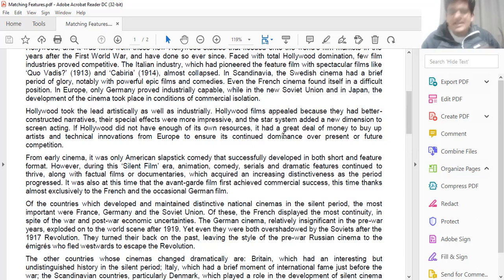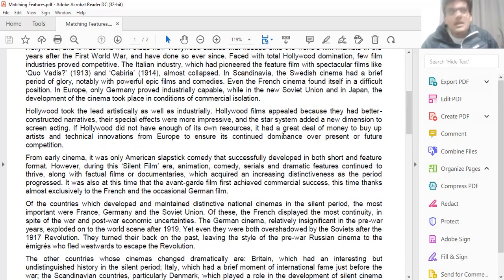Okay, so once again, it was also at this time that the avant-garde film first achieved commercial success, this time thanks almost exclusively to the French and the occasional German film. Of the countries which developed and maintained distinctive national cinemas in the silent period, the most important were France, Germany, and the Soviet Union. Of these, the French displayed the most continuity.